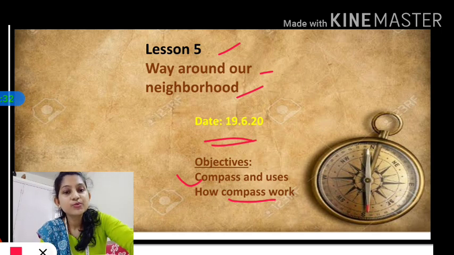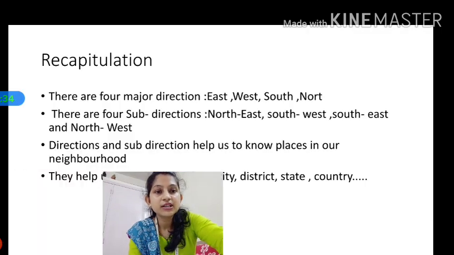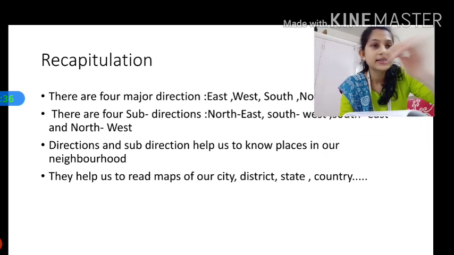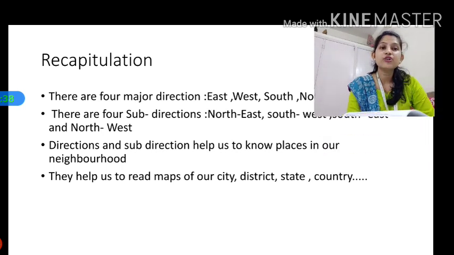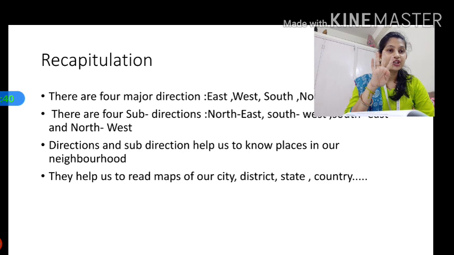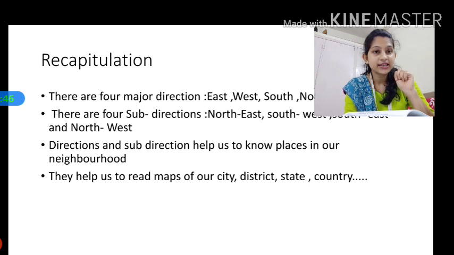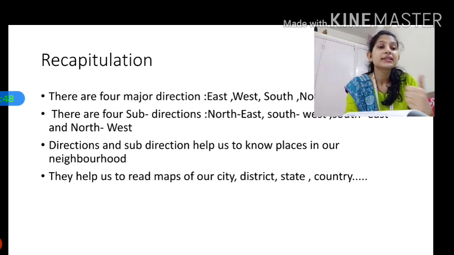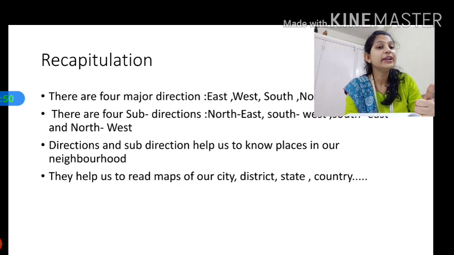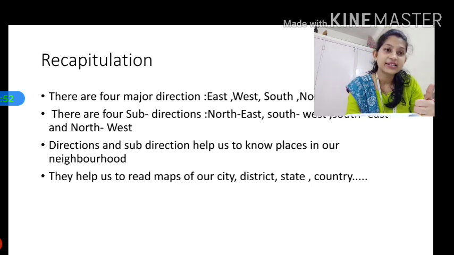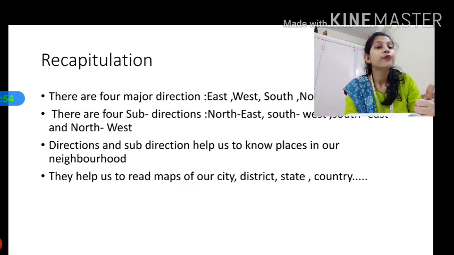So let us move ahead and see the major concept which we have already discussed in this chapter. The first thing was there are 4 major directions: east, west, north and south. And there were 4 sub directions as well: northeast, southwest, then northwest and southeast. These were 4 major sub directions.